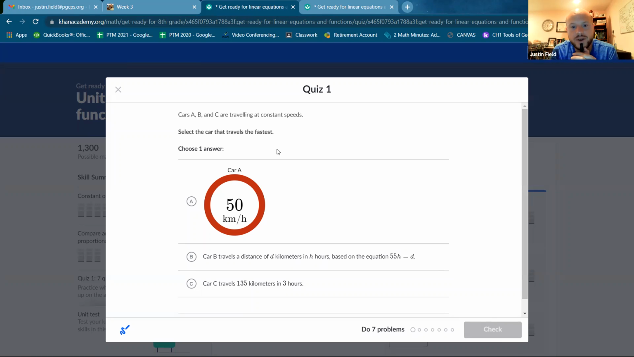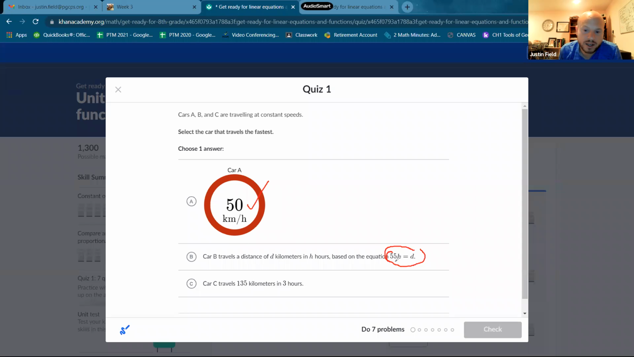Cars A, B, and C are traveling at constant speeds. Select the car that travels the fastest. All right, so these are 3 different representations that we can get the car's speed from. The first one is 50. That was easy. The next one, they give us an equation. When they give us the equation, the speed is the number that is multiplied by the hours. So we know, or you should know, that there's a simple formula: distance equals rate times time. And that's what this is. Distance equals rate times time. So the rate is 55.